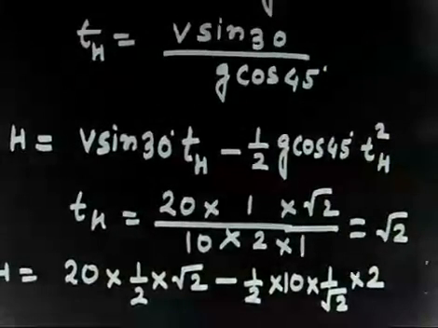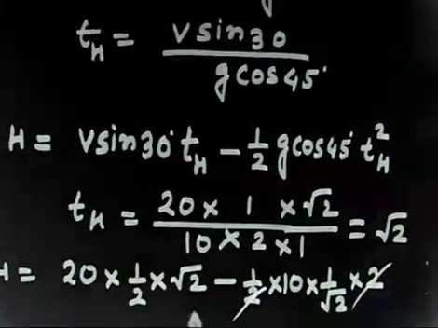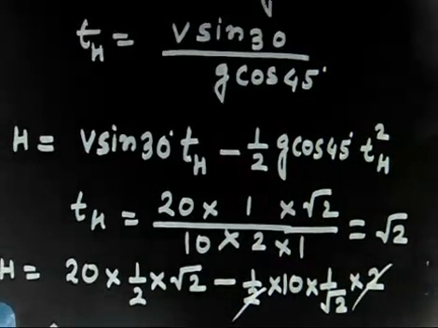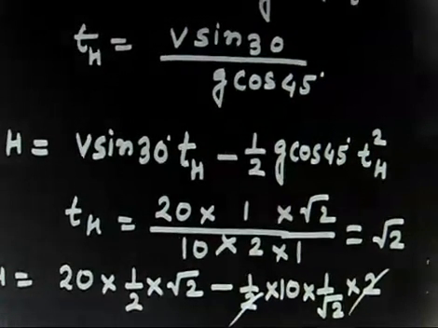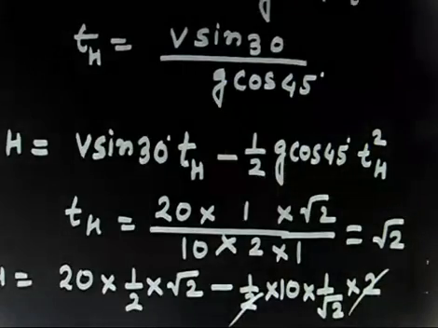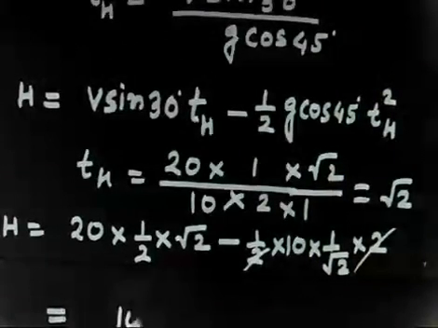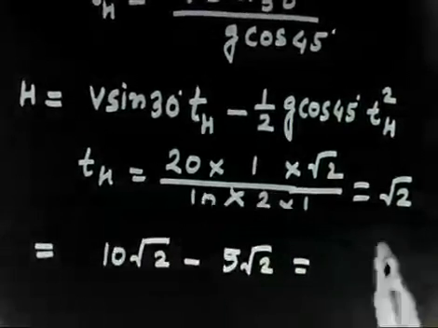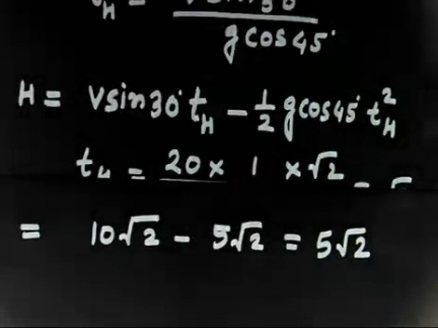So what does this value come out to be? This 2 goes out. You can calculate yourself. So 10 root 2 minus 10 by root 2. Are you getting? So that is 5 root 2. So this is 10 root 2 minus 5 root 2. Let us calculate this value. It comes out to be 10 root 2 minus 10 by root 2, that is 5 root 2. So this is simply 5 root 2. Are you getting? So this is the maximum height perpendicular to the plane surface.